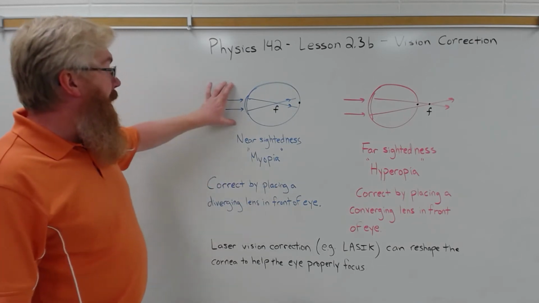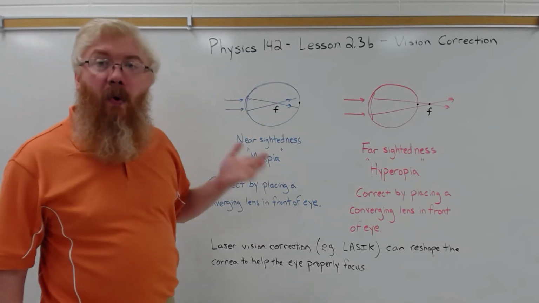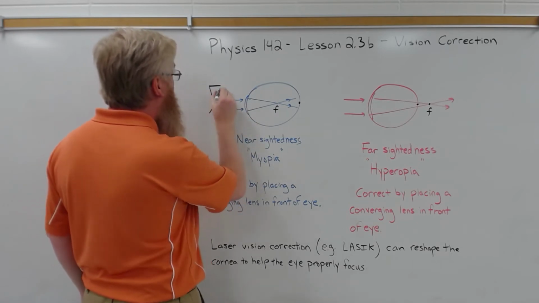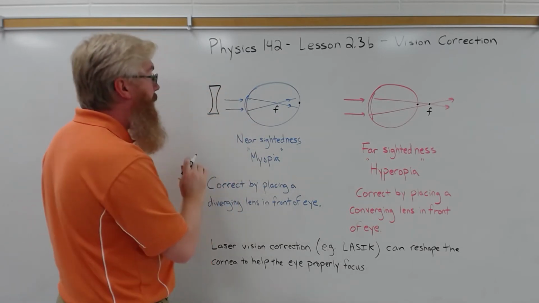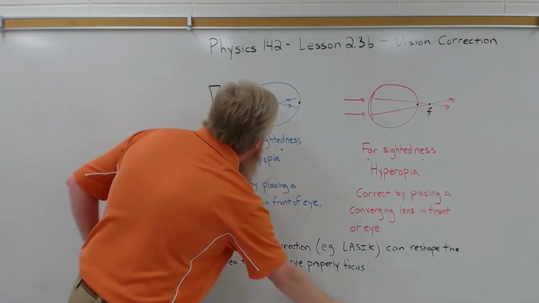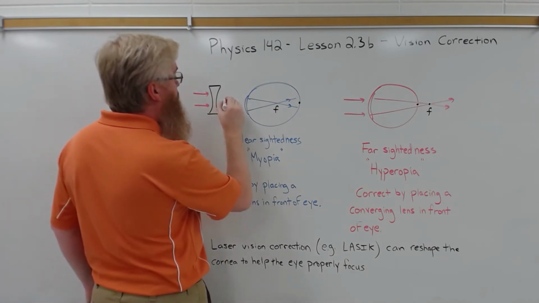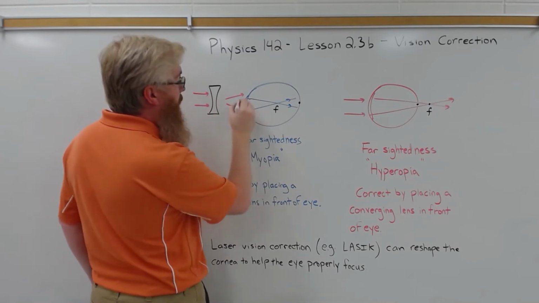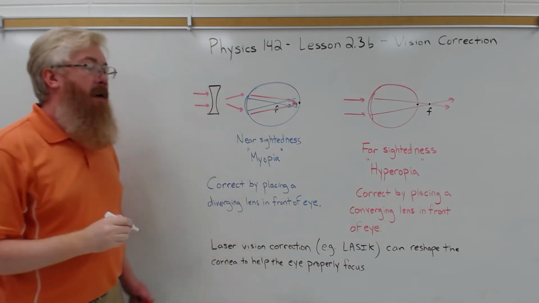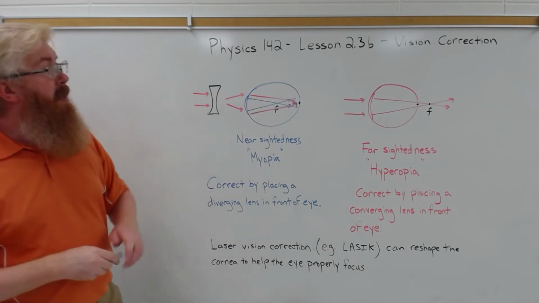In myopia, in nearsightedness, if your lens system is converging too quickly, you place a diverging lens in front of your eye. A diverging lens, let's show it here in red, will take parallel beams of light and cause them to diverge, then your optical system will properly converge those rays onto the back of your eye.